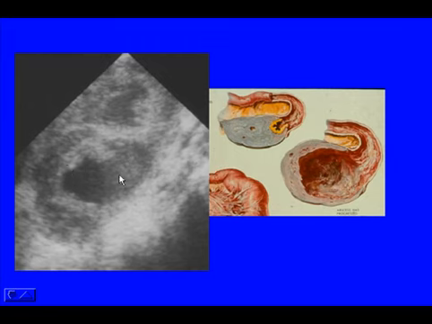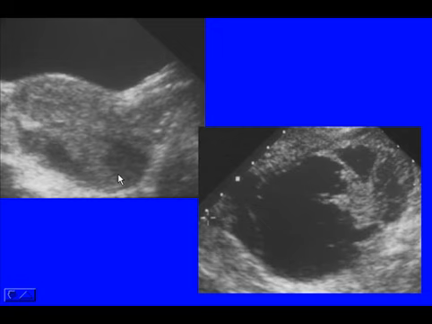In this case, we refer to this as a tubal ovarian complex and not quite a tubal ovarian abscess, instead of a tubal ovarian abscess, which we see in this next case.